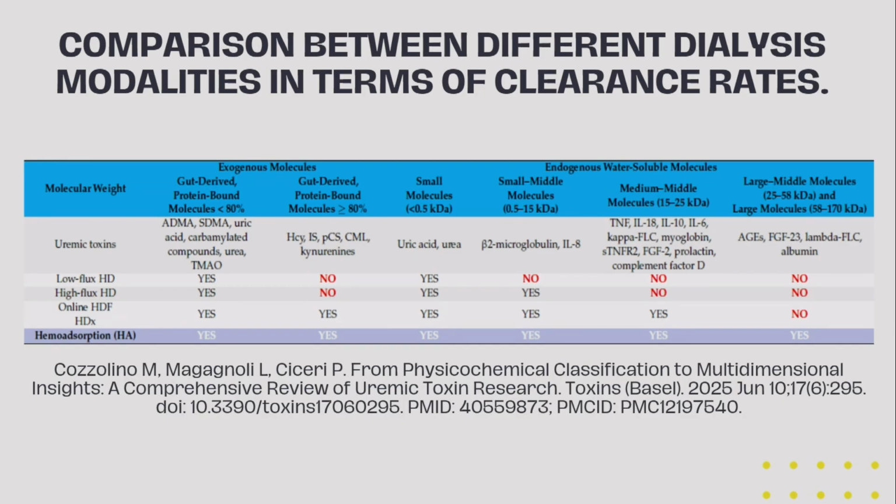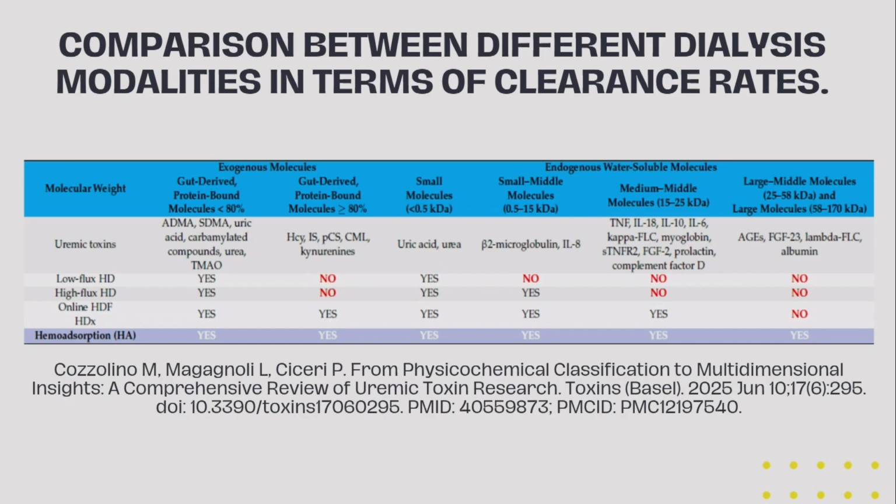So we can see that there are exogenous molecules, there are endogenous molecules. And every modality, if you see, has one or the other limitation. If you look at the low flux HD, we can't take out the gut-derived proteins which are more than say 60,000 Daltons. We can't take out the beta-2 microglobulin. If you go down, the online HDF can take out everything except the large molecules which are around the tune of 50 to 170 kilodaltons. But the lowermost is hemadsorption, which can remove all of them.